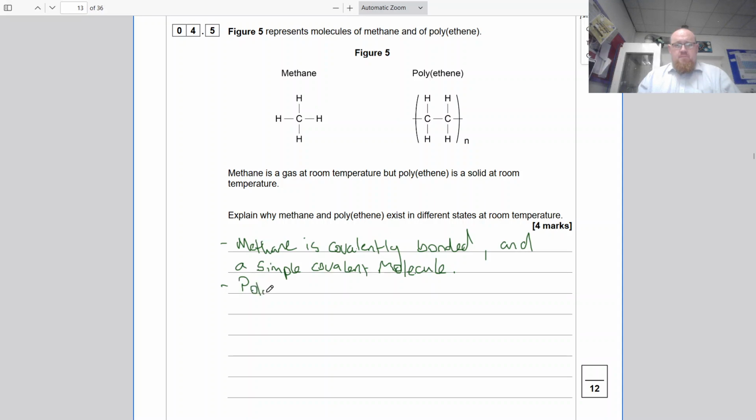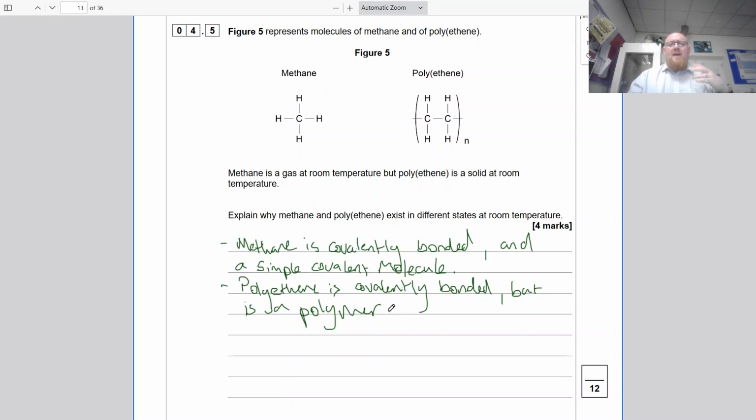Polyethylene is covalently bonded, but is a polymer. Now, what we have to think about is what are we doing to make methane a gas, and if we wanted to make polyethylene a gas, how would we do that? And what we'd have to be splitting up is the intermolecular forces between the different molecules.